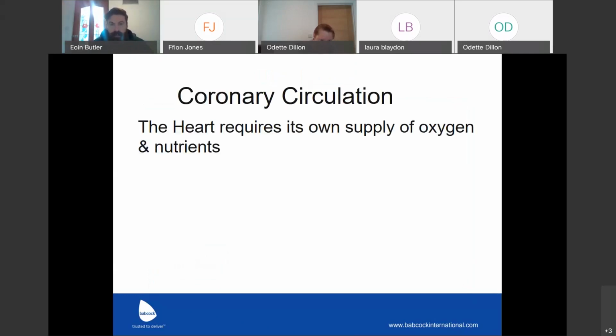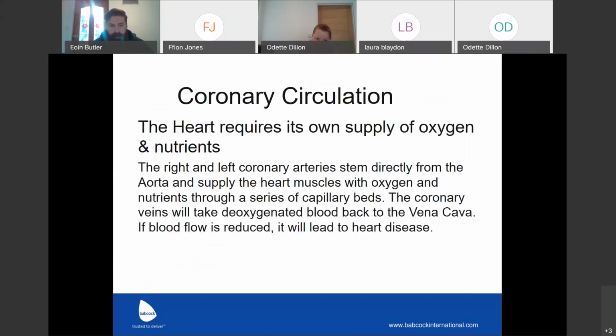The heart requires its own supply of oxygen and nutrients. Right and left coronary arteries stem directly from the aorta and supply the heart muscles with oxygen and nutrients through a series of capillary beds. Coronary veins will then take deoxygenated blood back to the vena cava. If blood flow is reduced, it will lead to heart disease. Okay, so the artery will stem from the aorta, supply the heart muscle itself through a series of capillary beds in the heart muscle. It will then take blood from the coronary vein back to the vena cava and back into the heart to start the process all over again.